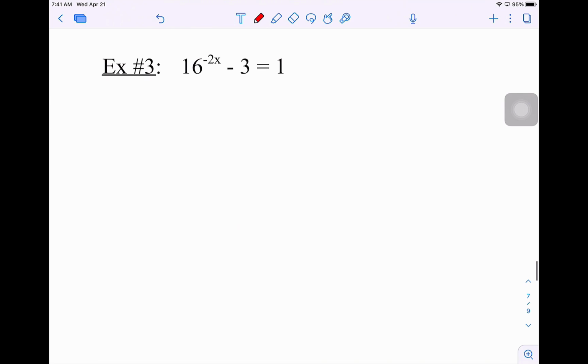Let's take a look at example number 3 here. So once again, because the exponential part is not by itself, and what I'm referring to is that term right there, we're trying to get that piece all by itself. So step number 1 is I'm going to take that minus 3 and add it to the other side. Those will cancel. We get 16 to the negative 2x power equal to 4.